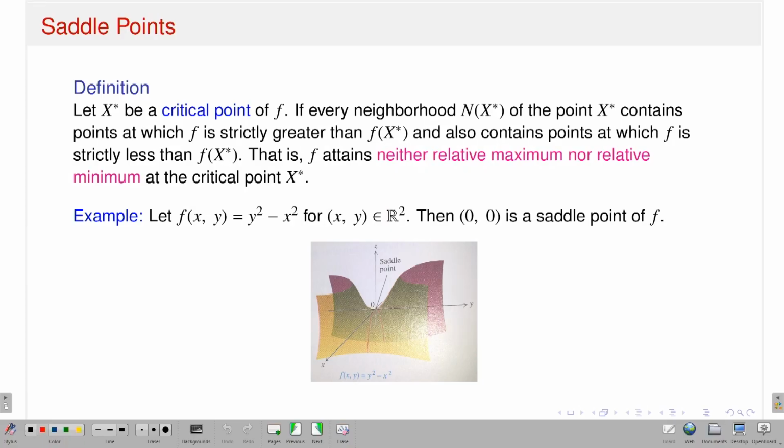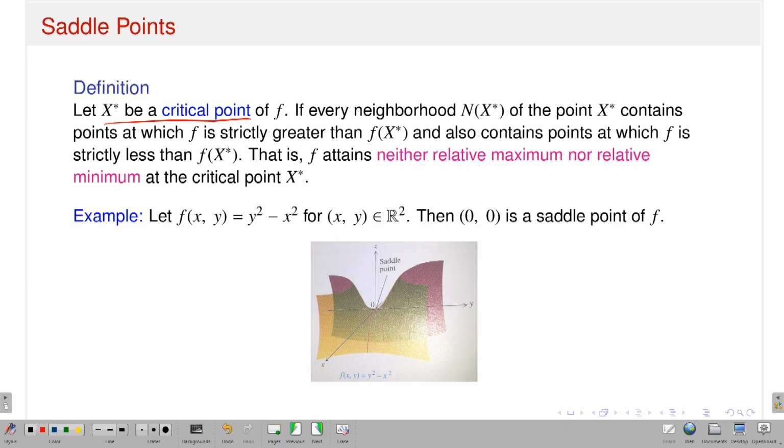Now, as I said, there is a definition of saddle point. So what is a saddle point? A point is called a saddle point if there is no local maxima or local minima there. I am talking about relative maxima and relative minima. So, definition: a point x star is a critical point of f. To talk about a saddle point, I am starting with a critical point.